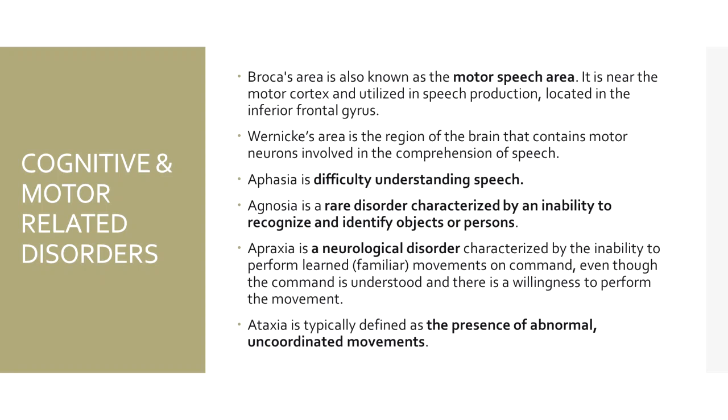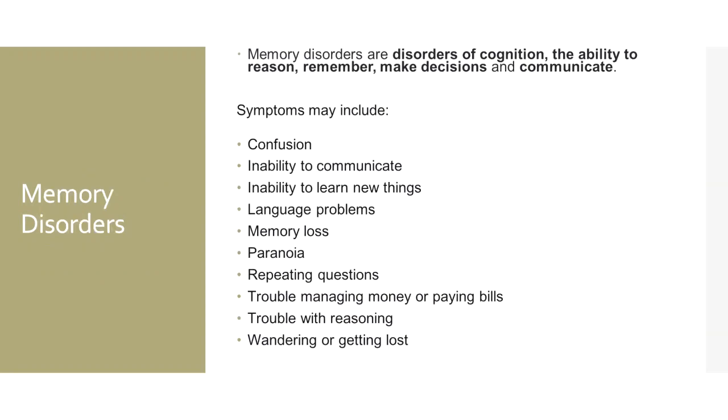Aphasia is difficulty in understanding speech. No? Agnosia is a rare disorder characterized by an inability to recognize and identify objects or persons. Apraxia is a neurological disorder characterized by the inability to perform learned familiar movements on command, even though the command is understood and there is willingness to perform the movement. Ataxia is typically defined as the presence of abnormal, uncoordinated movements. So take note of these terms, okay? These are cognitive and motor related disorders.